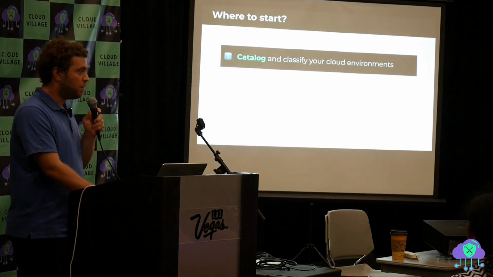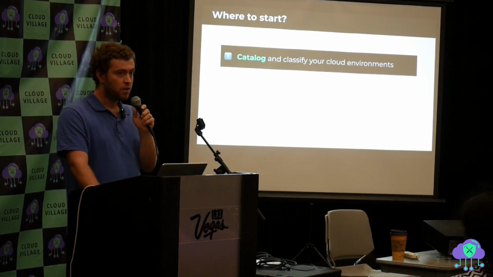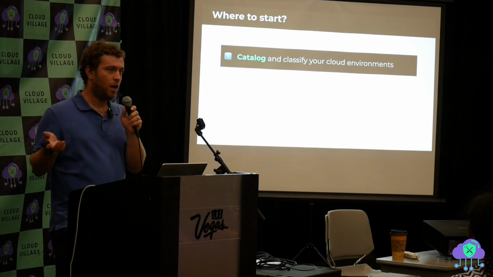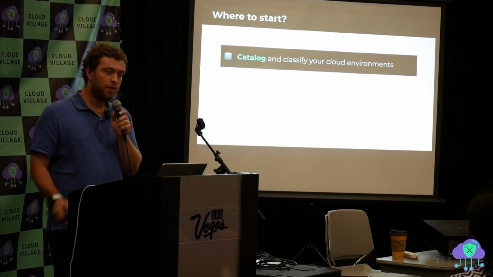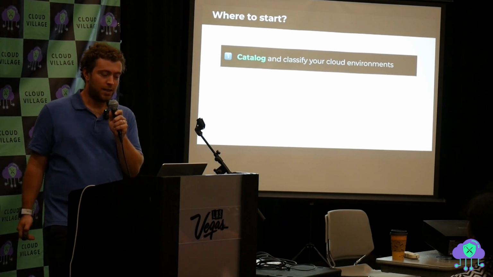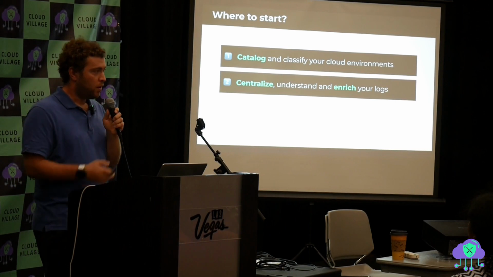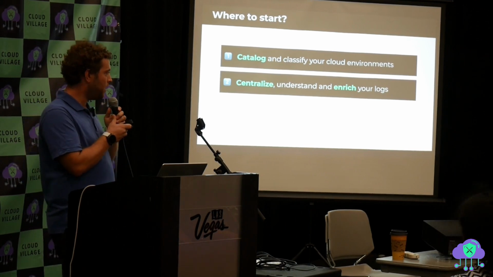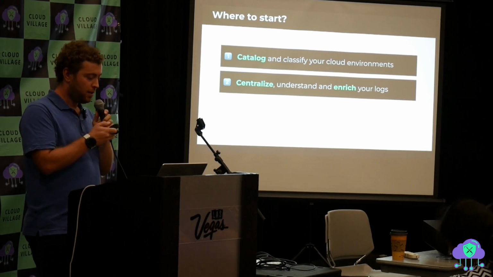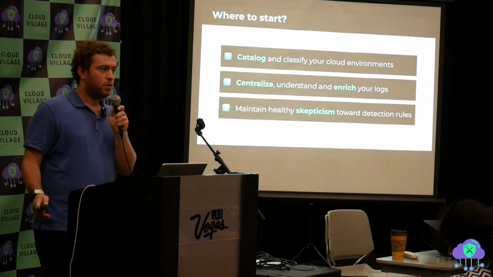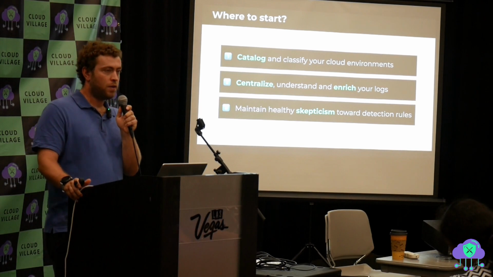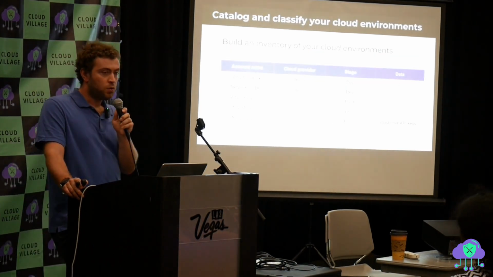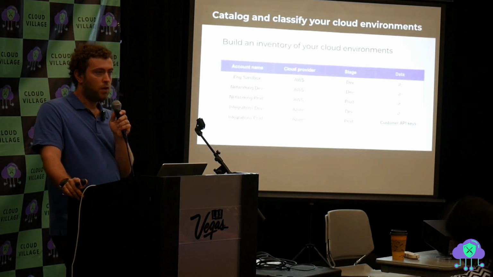The first one is going to be very basic, and it's have a catalog and classify your cloud environments, right? If you don't even know what AWS accounts you have, it's very hard to defend them. It might seem very easy, but sometimes it gets tricky. The second one is to centralize, understand, and enrich the logs. Again, it might seem basic, but generally it's hard to do it right. And finally, be very skeptical against the rules that you are going to implement, and we're going to get back to that.